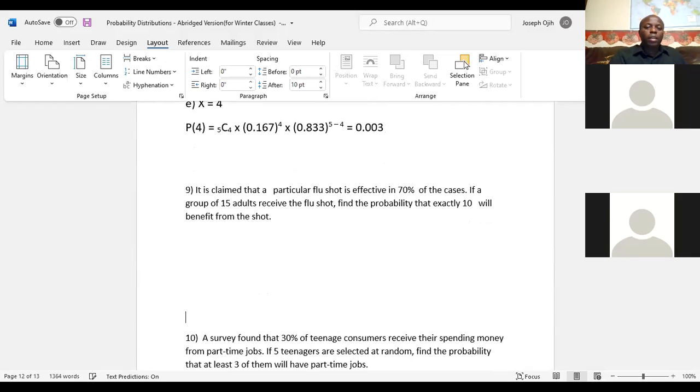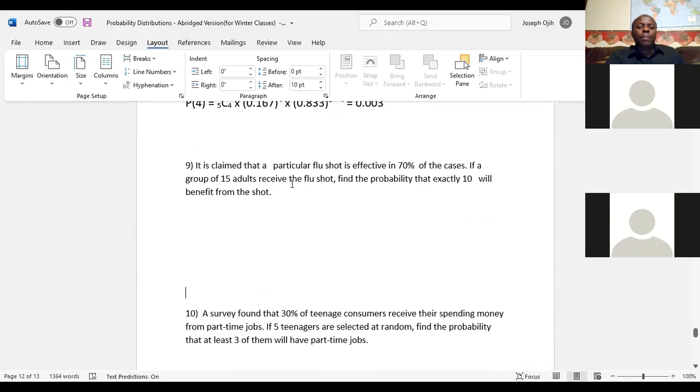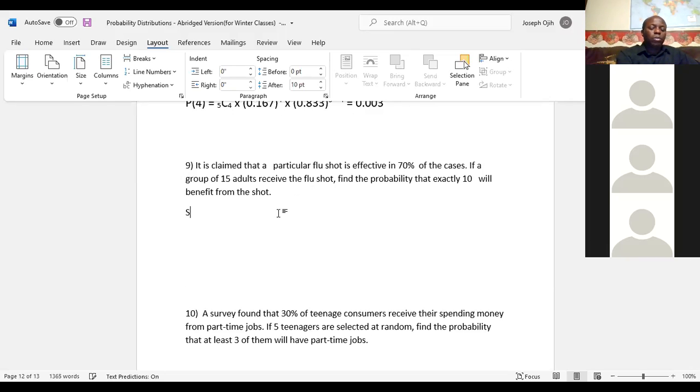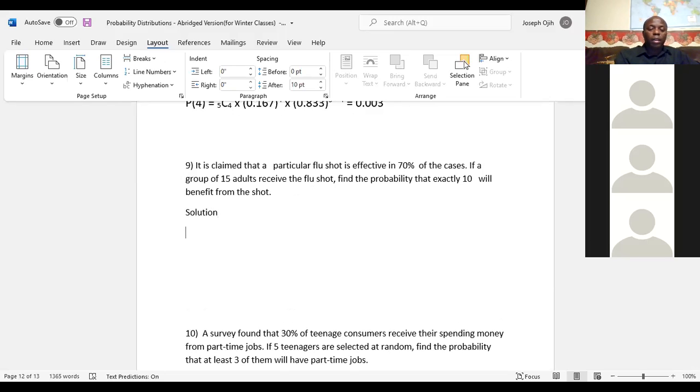It is claimed that a particular flu shot is effective in 70% of cases. If a group of 15 adults receive the flu shot, find the probability that exactly 10 will benefit from the shot. Exactly 10. Solution. Here, how many people receive the shot? 15. 15 adults.